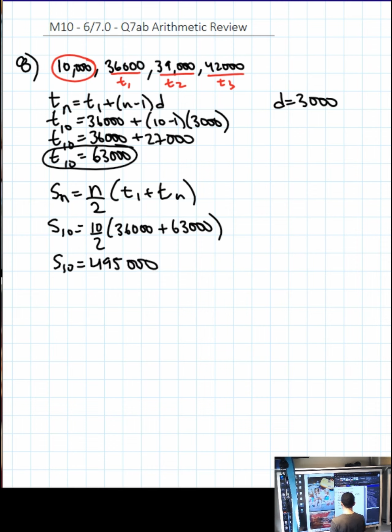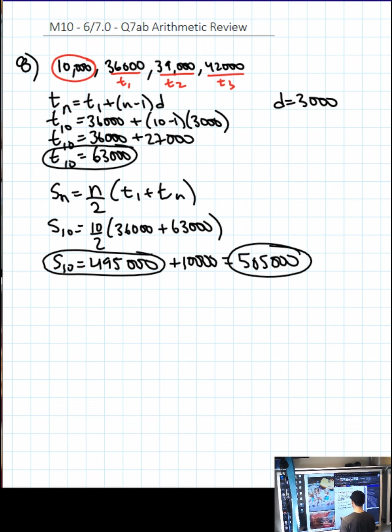495,000. But the question said, how much are you going to make in the first 10 years? And we have to add the signing bonus of 10,000 to get a final answer of $505,000 in our first 10 years. Get some units on there, dollars. So a great question for arithmetic sequences and series, thinking about how much you're going to make in the future with that little bit of a red herring. Don't let those red herrings throw you off.